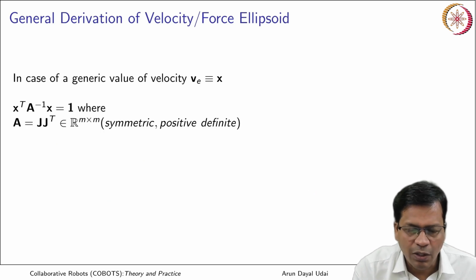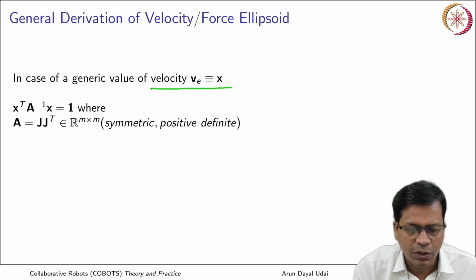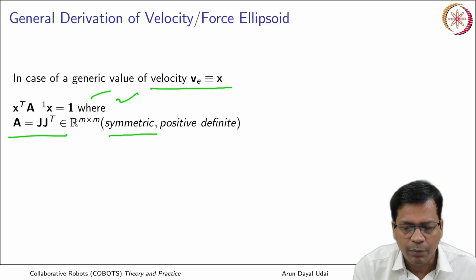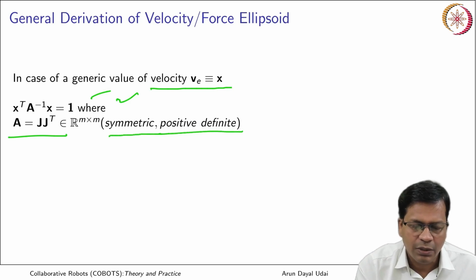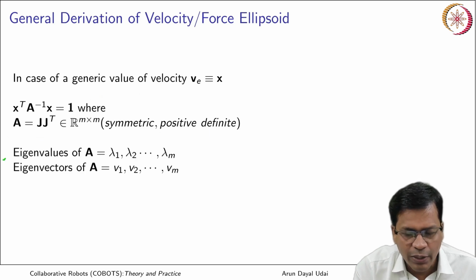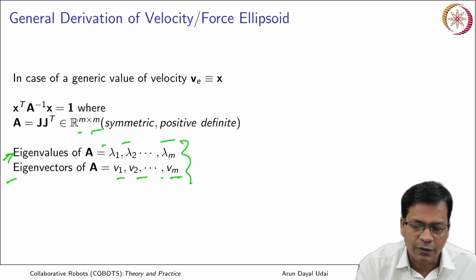Okay. So in case of a generic value of velocity VE, x, so if I put any particular value, it is x transpose A inverse x is equal to 1. This is symmetric and positive definite. So A is to be a symmetric and positive definite matrix. The eigenvalues of A are lambda 1, lambda 2, up to lambda m, and the eigenvectors will be v1, v2, up till vm, if the matrix is m by m.